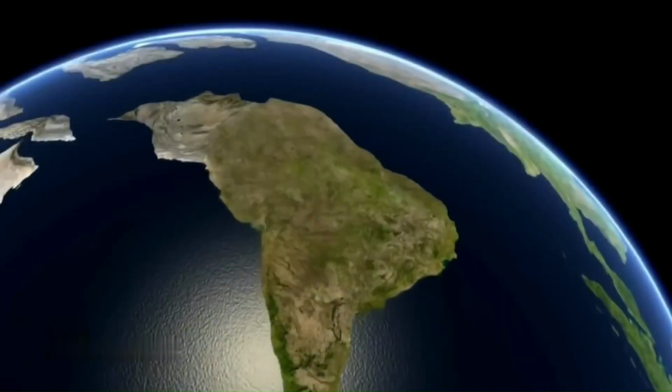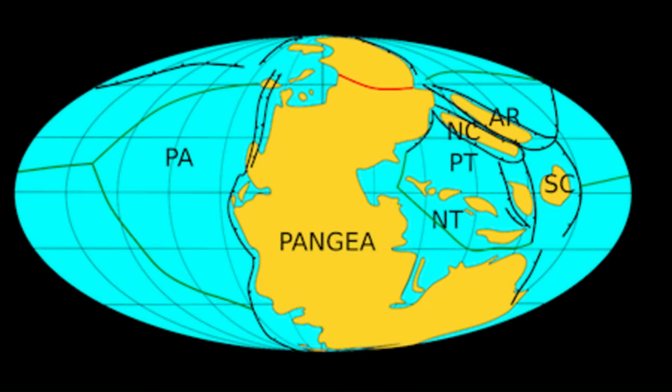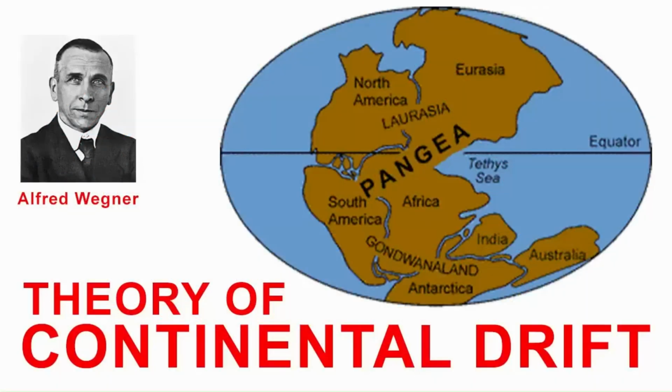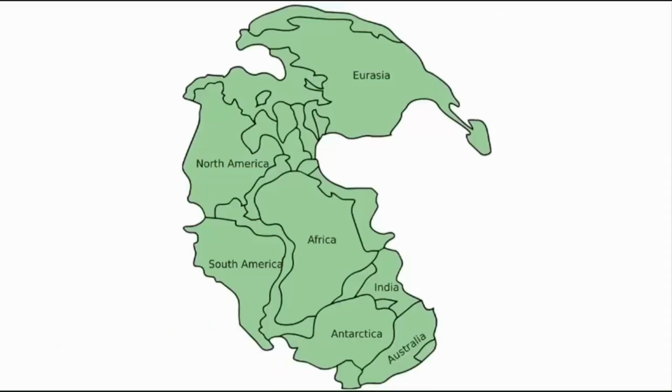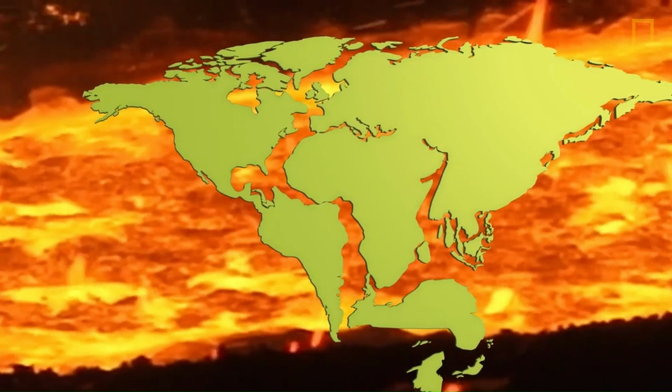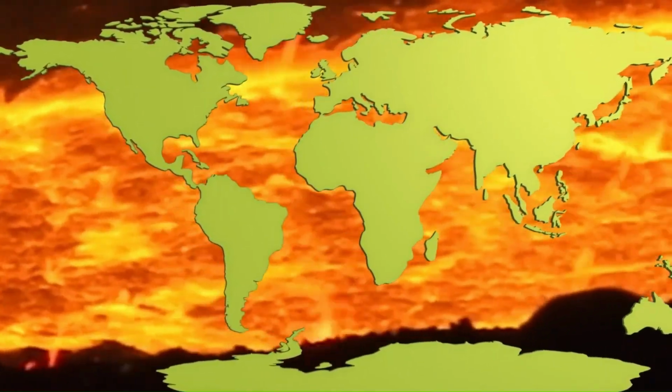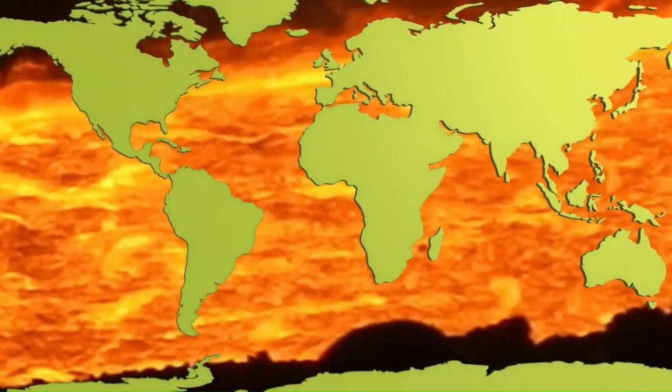Origins of the theory. Alfred Wegener, a German meteorologist and geophysicist, proposed the idea that the continents were once part of a supercontinent. He suggested that over millions of years, the continents had moved apart to form the current configuration of the Earth's landmasses. Evidence supporting continental drift.